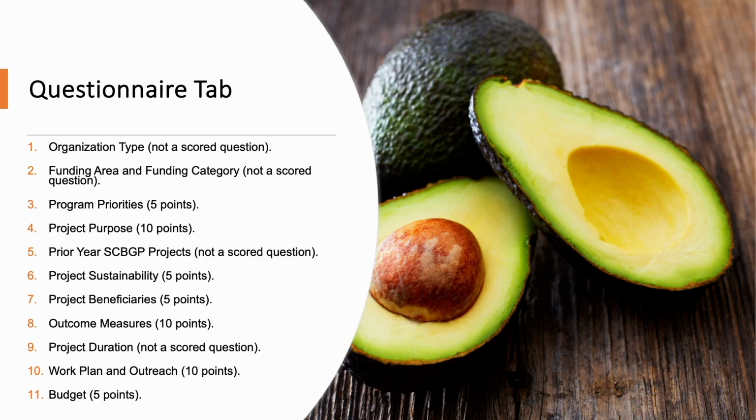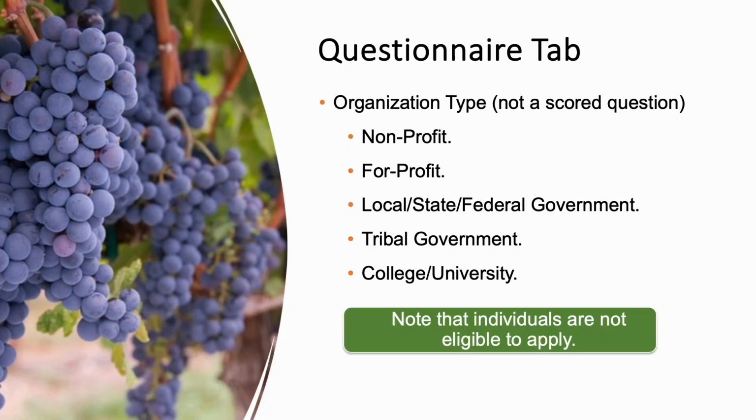The questionnaire tab contains the 11 sections that make up the core of the concept proposal. These include the 7 items that will be scored, and there are 50 points possible. For this question, select the organization type that best describes the applicant. Nonprofit, for-profit, local, state, federal, and tribal government agencies, and colleges and universities are eligible to apply. However, individuals are not eligible to apply. If you are an individual, you must partner with one of the listed organizations to submit a collaborative project. This question is unscored.